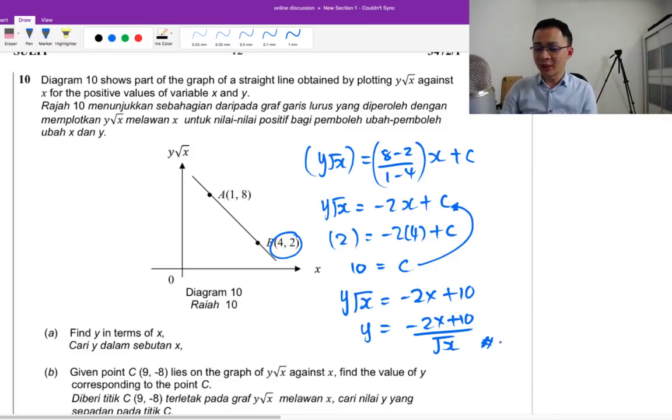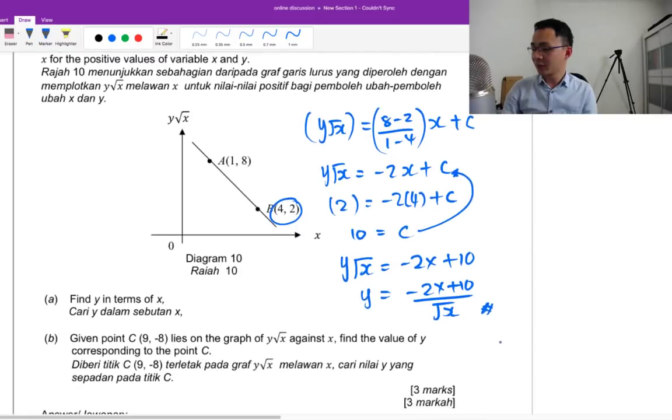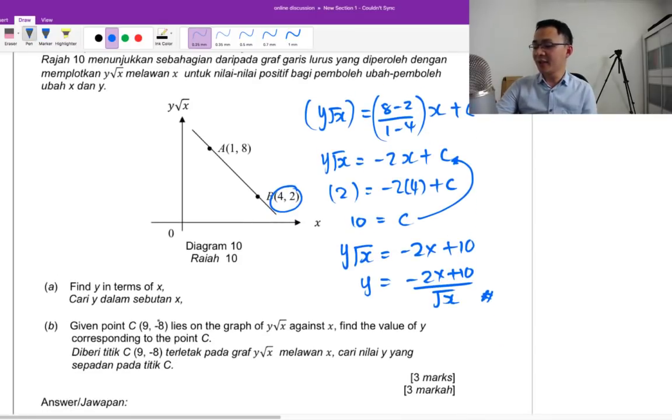So yeah, for the next one. Okay, given that (9, negative 8) lies on the graph y square root x against x, find the value of y. So if the question wants me to find the y, that means I know (9, negative 8) is somewhere here in the graph. So I know this value is y square root x, right? And this value is my x.